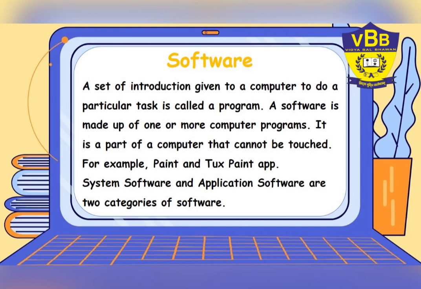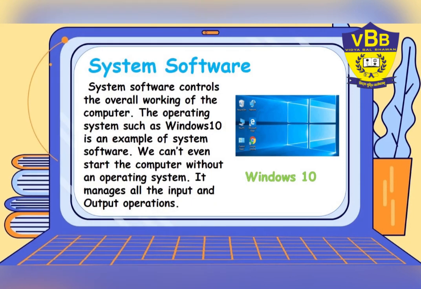System software and application software are the two categories of our software. System software controls the overall working of our computer. The operating systems such as Windows 10 and other Windows versions are examples of system software. We can't even start a computer without an operating system. It manages all the input and output. Likewise, we humans can't run without our body's inner parts. Same way, a computer cannot run without system software because it manages the overall functions of our computer.